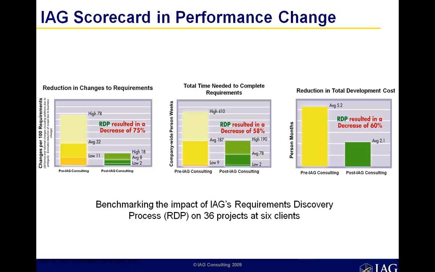But as you gain consistency, clarity, accuracy, completeness, and consensus, requirements will tend not to change. So changes per 100 requirements drop 75%. The total time across the organization needed to drive the requirements drops 58%. How important is that to your stakeholders?